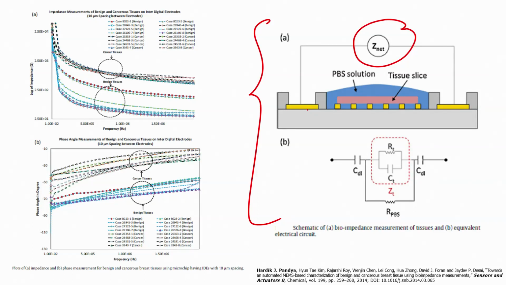So, how to measure that? We will use an impedance analyzer. And we have tried two different kinds of tissue. One is benign and another one is cancer. Benign and cancer.